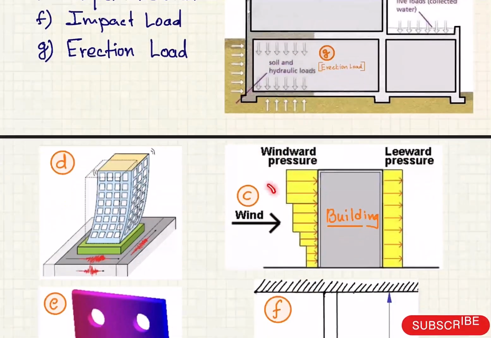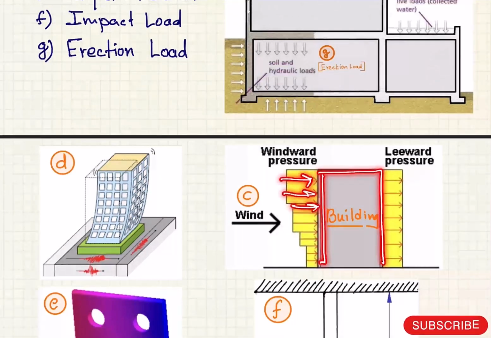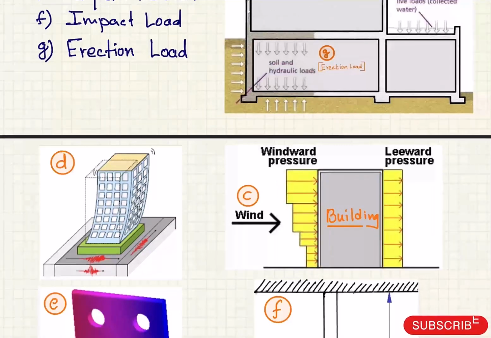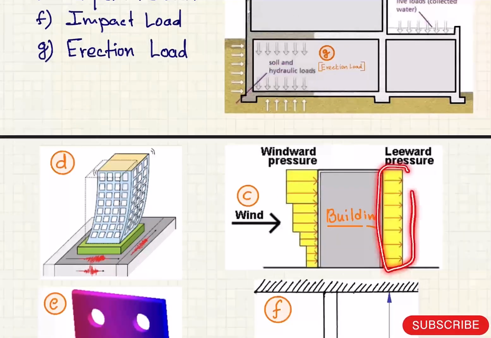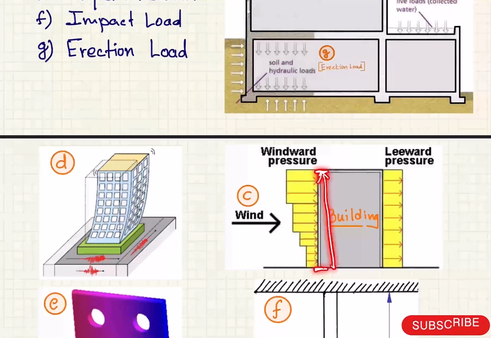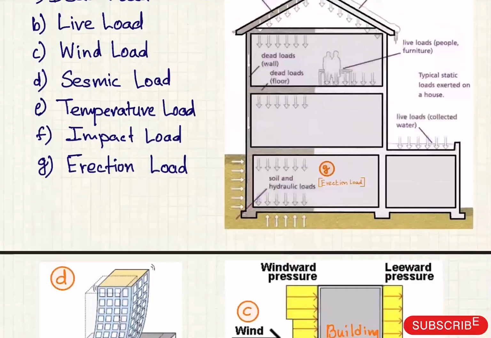The next one is wind load. If you consider this as a building and wind is coming from this direction, it generates an effect on the other portion of the building. This is the ground, and you can see that as the distance from the ground to the topmost point of the building increases, the wind load also increases step by step. So this is a wind load.